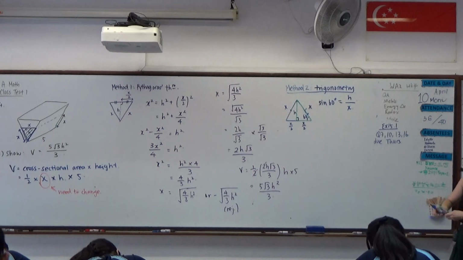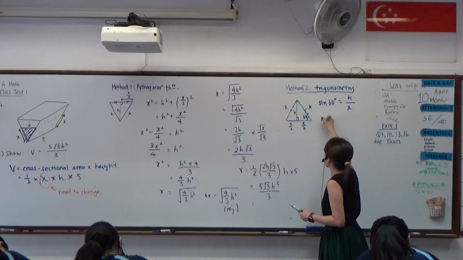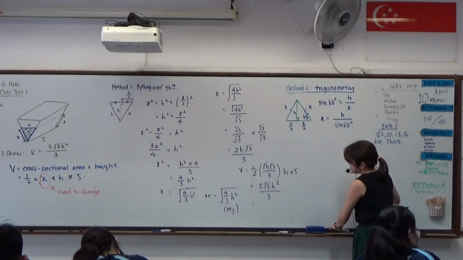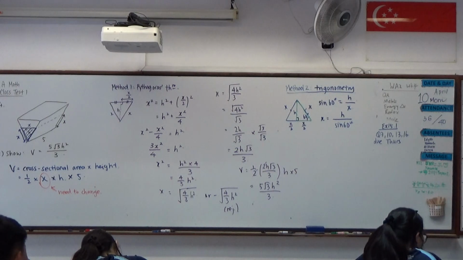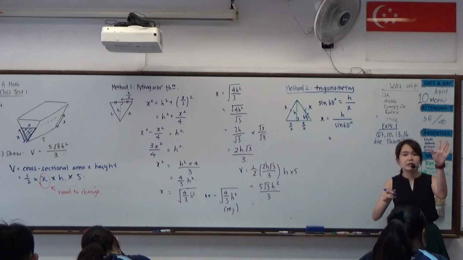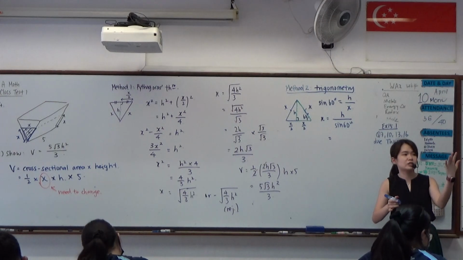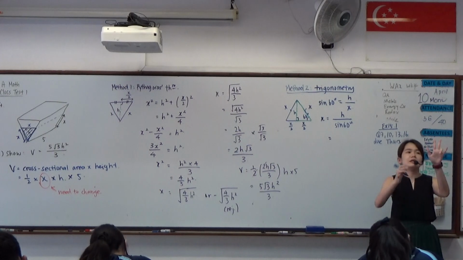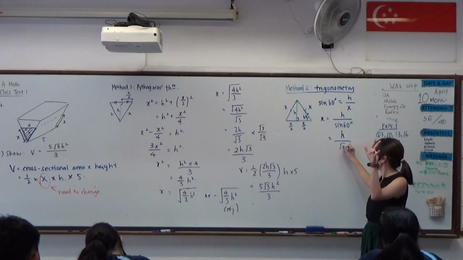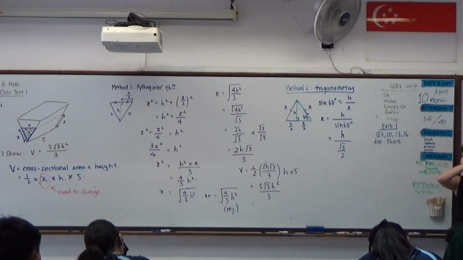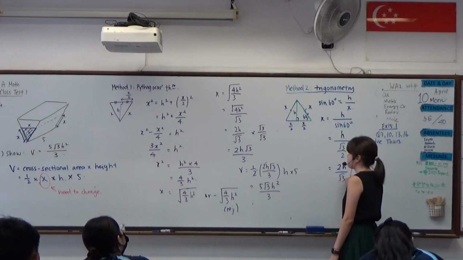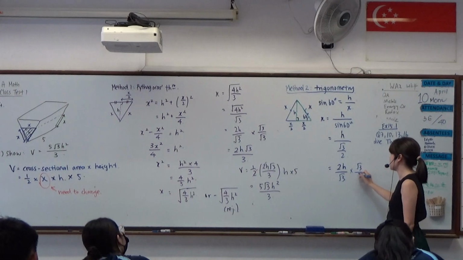Okay? And in this case, you can very easily make x the subject, whereby x equals h over sine 60 degrees. This is provided that you know what sine 60 degrees is. Okay? Sine 60 degrees, if you remember my left hand trick, 60 degrees will actually be your ring finger, and for sine it is 3 fingers, so square root 3 over 2, from the left, right? Then after that you will get 2h over root 3.